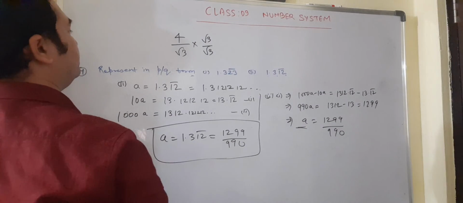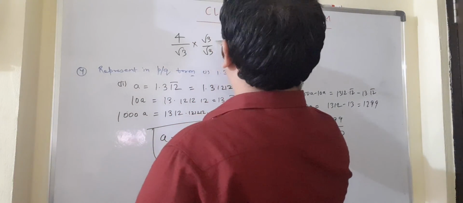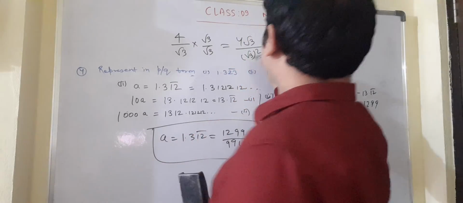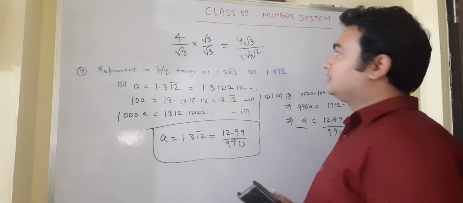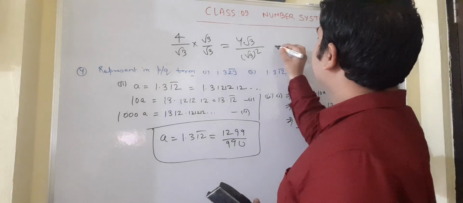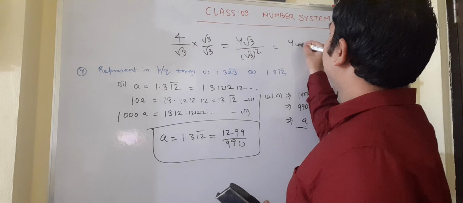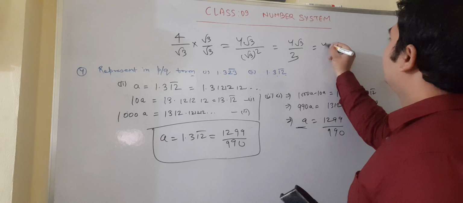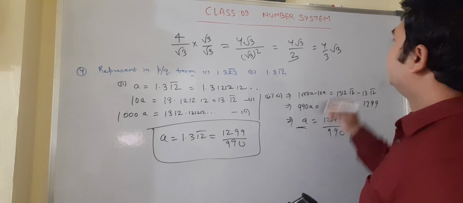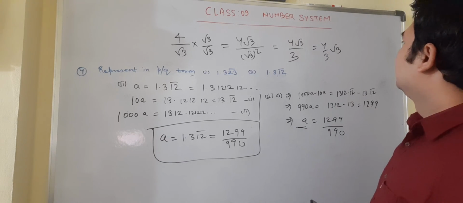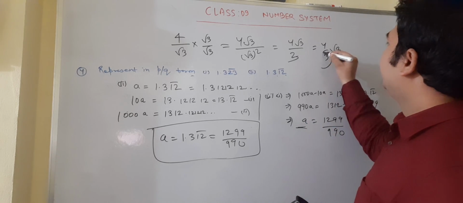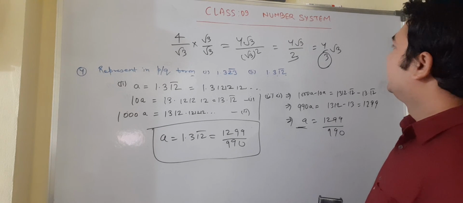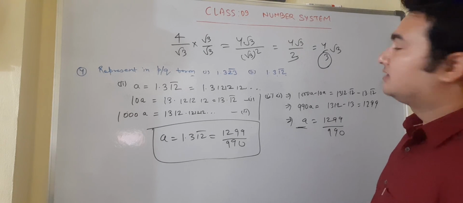It is obviously 1. This will be 4 root 3 and this will be root 3 square. Whenever you square a root, the number comes out of the root. So this will be 4 root 3 and this will be 3. So you got 4 root 3 by 3. In the numerator you still have a root, but the denominator you have made free of roots. So to make the denominator free of root, this is rationalization.